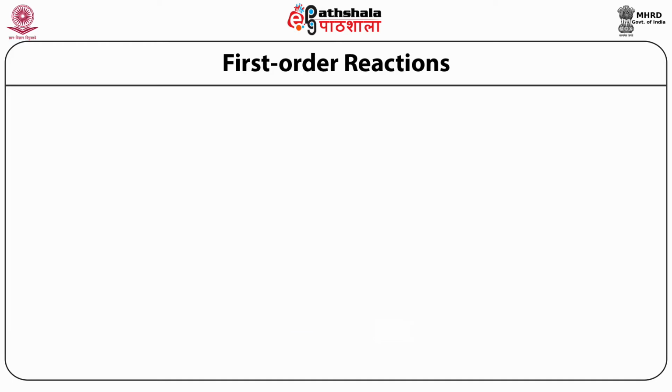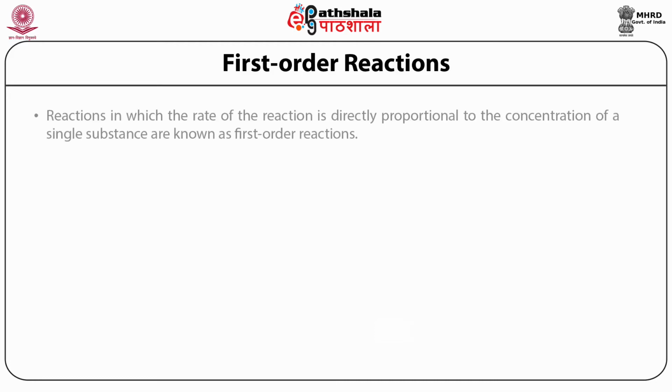Now we discuss the types of order of reaction. Mainly there are two types of order of reaction, first order reaction and second order reaction. Another one is known as zero order reaction, but these types of reactions are very rare and only theoretical. Now we discuss the first order reaction. The reactions in which the rate of the reaction is directly proportional to the concentration of a single substance are known as first order reactions.